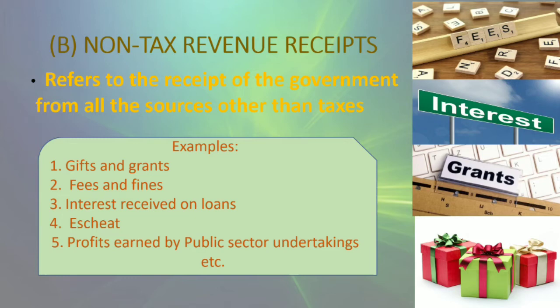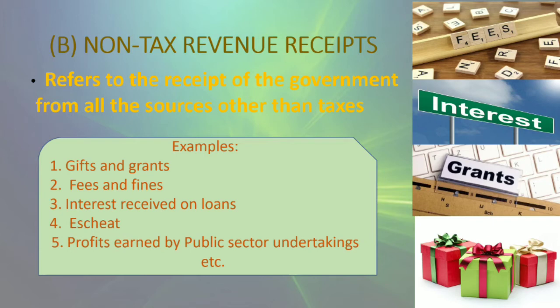Now second, fees and fines. When you take your license from the government, when you issue your passport, you give passport fees, license fees. These fees go to the government in the form of receipts. What kind of fines is it talking about? Let's say you are not wearing a helmet, then you will be charged a fine by a policeman, right? So this fine will be devoted to the government, and therefore it is a kind of non-tax revenue receipt for the government. When the government gives loans, it gets interest. It is also a kind of non-tax revenue receipt.